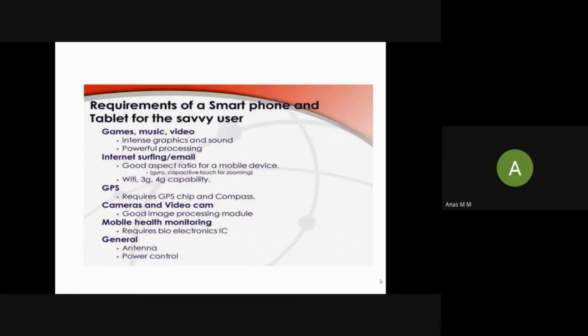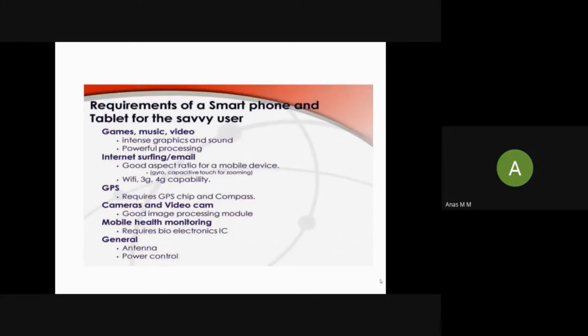For example, games, music, video, we need intense graphics and sound, powerful processing. For internet surfing, we need a good aspect ratio for a mobile device and Wi-Fi capability, 3G, 4G capabilities. GPS requires a GPS chip and compass. Then camera and video cam, we need good image processing modules, DSP modules.